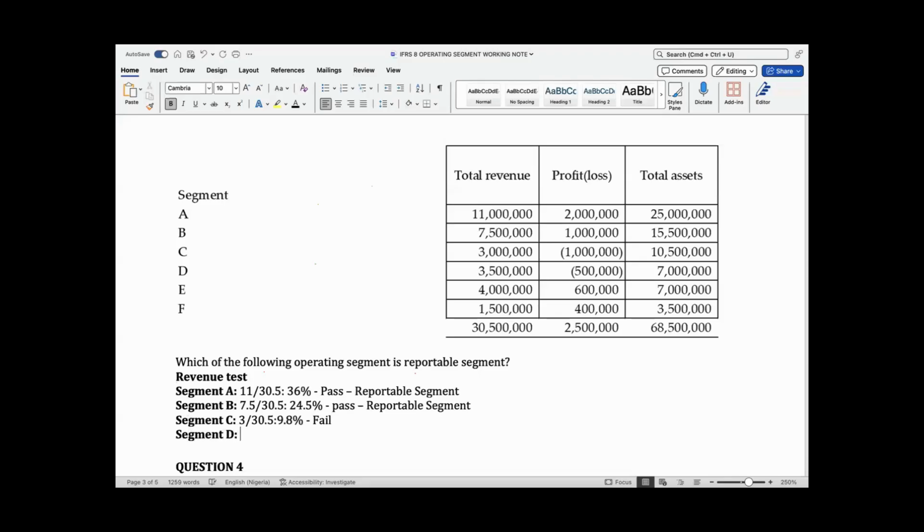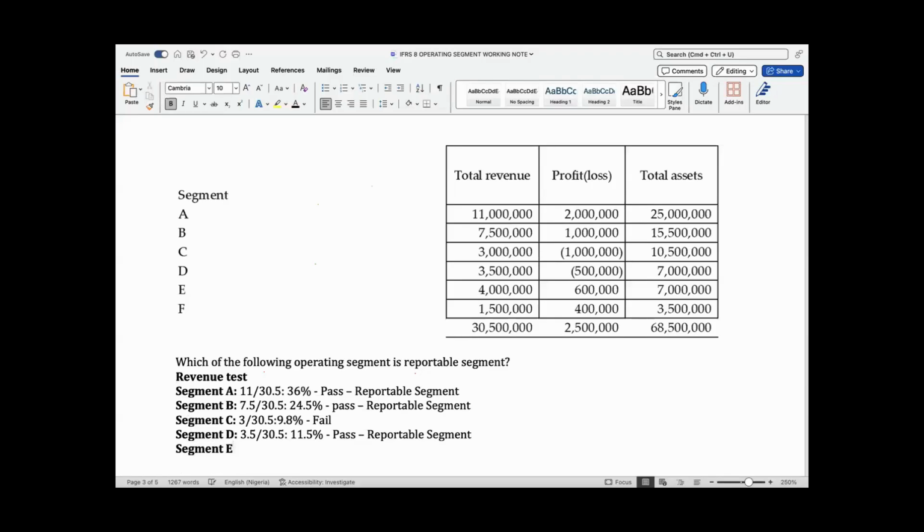Segment D, this will be 3.5 divided by 30.5. What's 3.5 divided by 30.5? That's 11.5%, pass. Reportable segments.